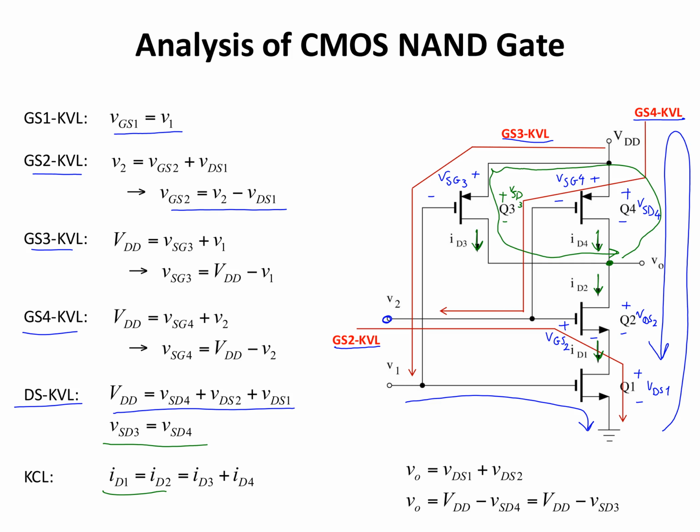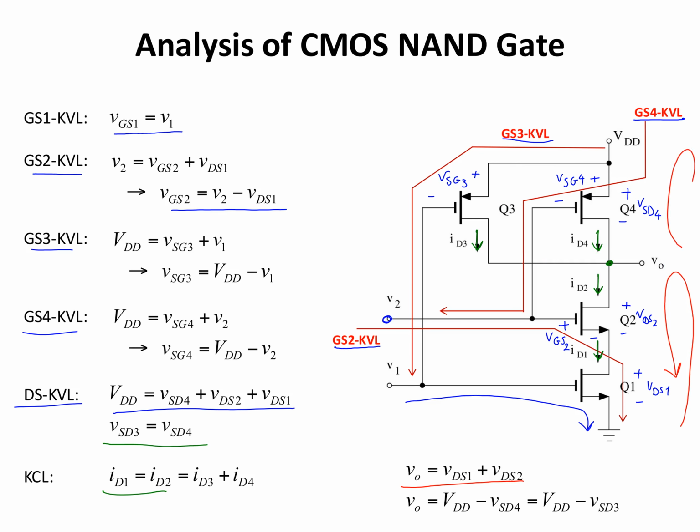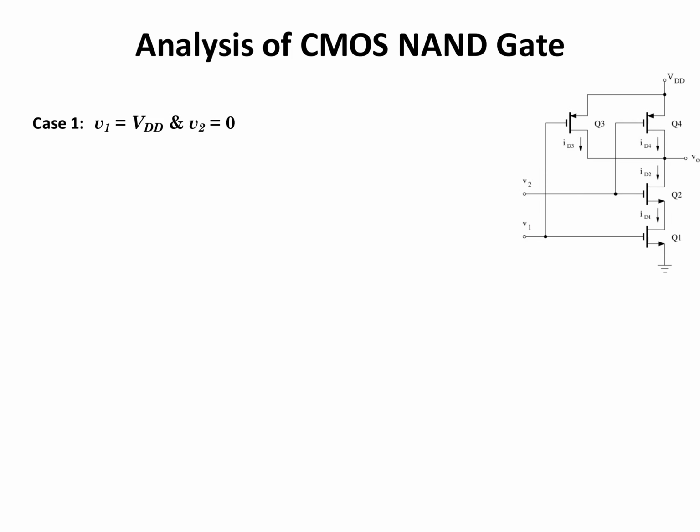In terms of the output voltage, I can use this loop in here, and that's going to tell me that V out equals VDS1 plus VDS2. Or I can use this other loop in here. Using the loop, I can write that V out equals VDD minus the voltage of source to drain of transistor 4, which is the same as VDD minus VSD for transistor 3.